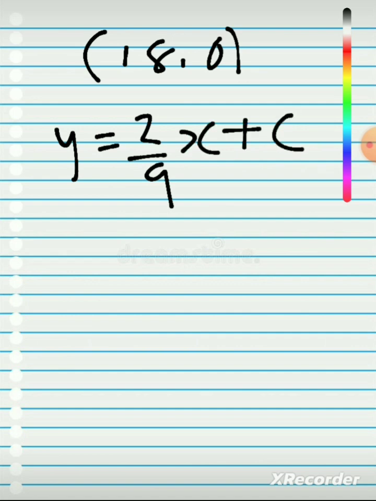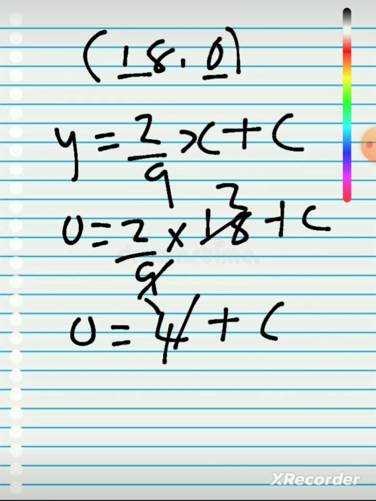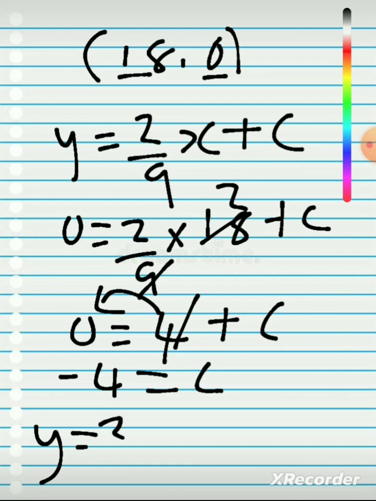Where there is y, we put 0. 2 over 9 times x, which is 18, plus c. So 9 here 1, 9 here 2. So it's going to be 0 equals 2 times 2, which is 4, plus c. So 4 can come this side, it becomes negative 4 is equal to c. Therefore our final answer is y is equal to 2 over 9 x minus 4.